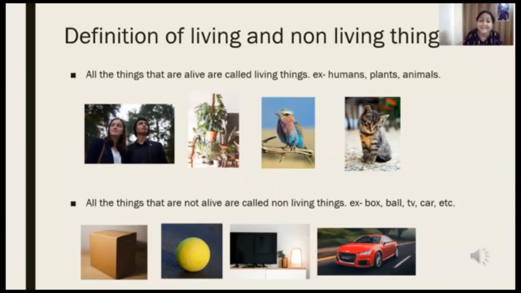All the things that are not alive are called non-living things. Examples: box, ball, TV, car, etc. Below you can see a box, a ball, a television, a car. These things are not alive. So these things are called non-living things.